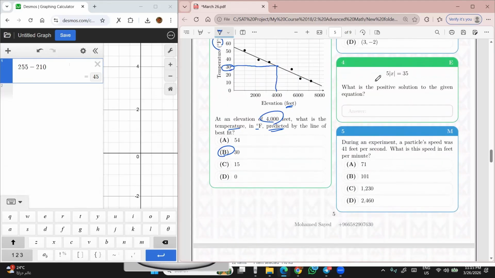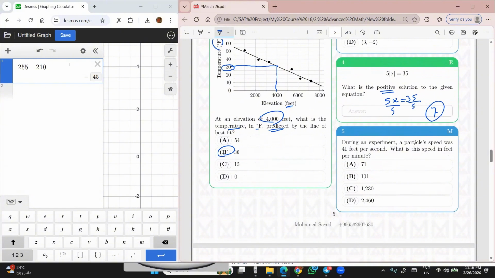Question number 4. This is an absolute value function. What is the positive solution to this given equation? I mean, yeah, very simple. If you need to get the positive solution, we can consider this absolute value of x as x. Because now it's a positive solution. Divide by 5, you get the answer of 7.